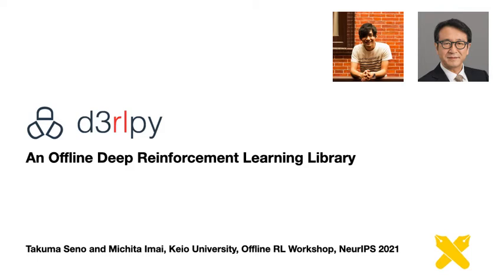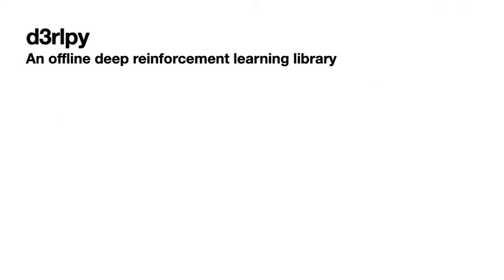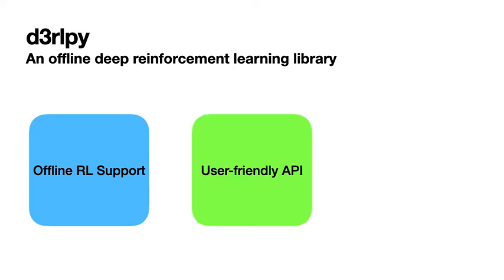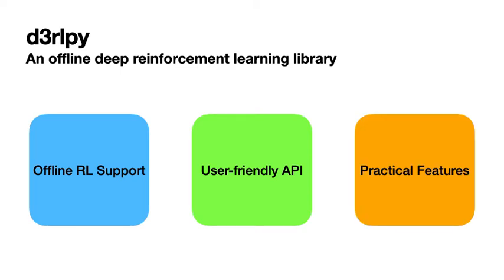In this video, I'm going to introduce d3rlpy, an offline deep reinforcement learning library. There are three key features uniquely provided by d3rlpy. First, d3rlpy is the first library with the full support of offline RL. Second, d3rlpy provides user-friendly API. Lastly, d3rlpy provides practical features which will assist researchers and practitioners.